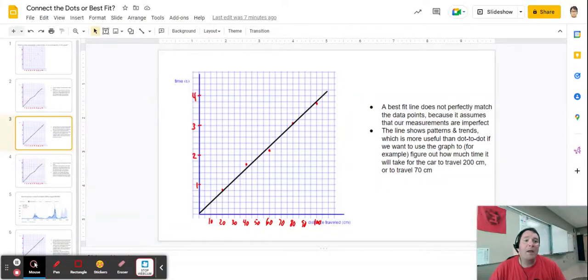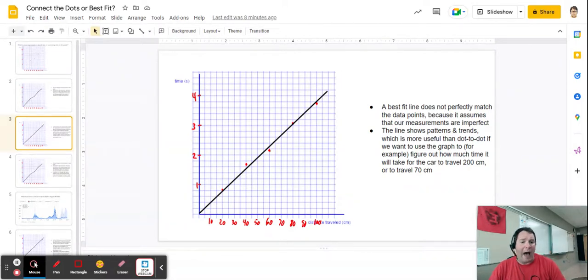I don't measure perfectly. But the best fit line, in addition to smoothing out my poor measuring, in addition to smoothing out the fact that I measure too high and too low sometimes, is also there to show patterns. It's there to show trends in what this car does, if, again, we're looking at a toy car moving and seeing how long it takes to travel so far. And unlike the dot to dot, I can use the best fit line to make best guesses at things that I haven't measured. That's powerful.